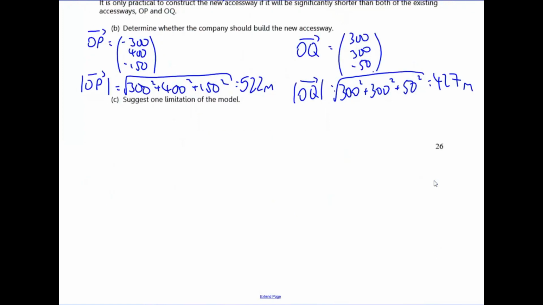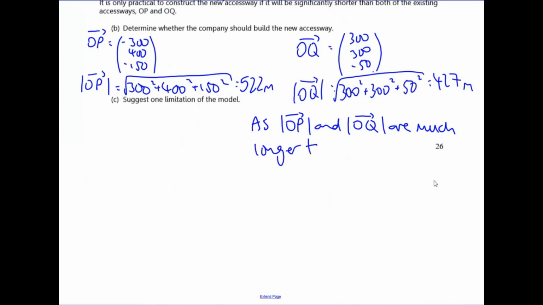I need to make a conclusion because it asked me to determine whether they should build a new access lane. So I'm going to say as the magnitude of OP and the magnitude of OQ are much longer than the new access way, it should be built.